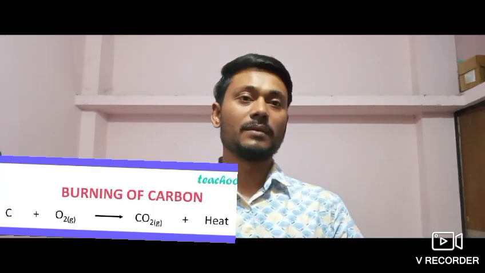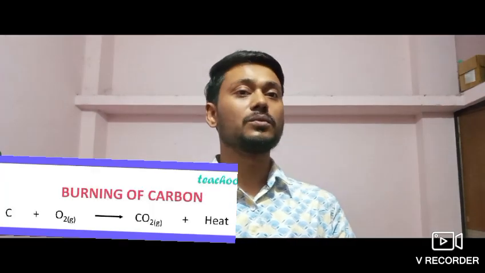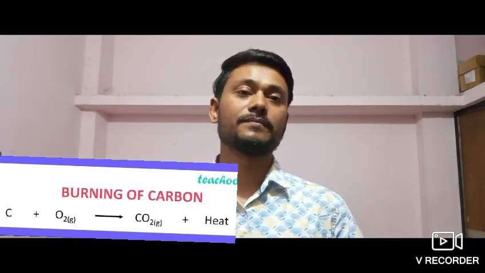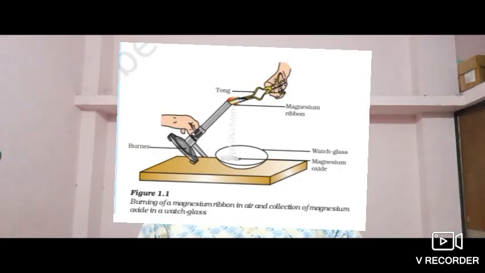For example, burning of coal. When carbon reacts with oxygen, it gives CO2. It gives carbon dioxide as a gas. Magnesium ribbon, when burned in the presence of oxygen, gives magnesium oxide. So in such reactions, we get a new product. So there is a definition of a chemical reaction: those reactions in which a new product is formed are known as chemical reactions.